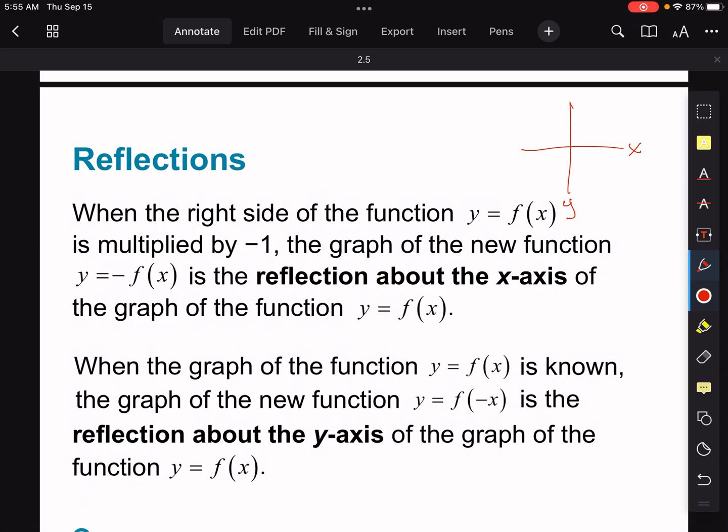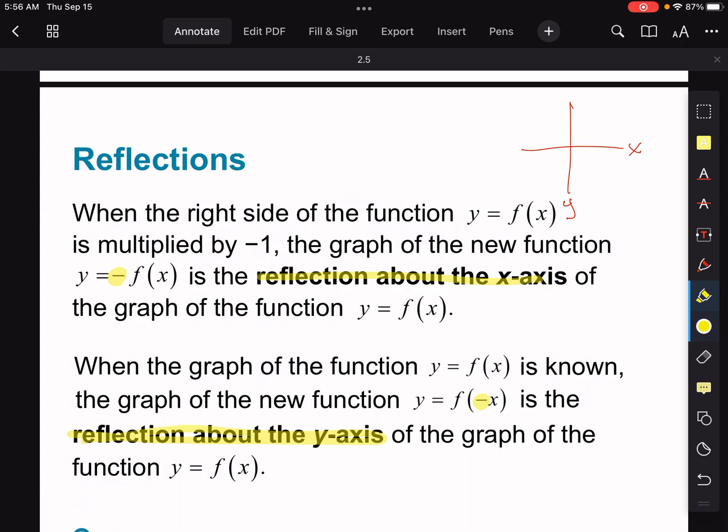Okay, so again, if something's moving left or right, it's something that happens inside the function. So if it's happening left or right, it's going over the y. So notice that the reflection about the y is when you put a negative sign inside the function. All right, if you wanted it to move up and down, then you'd have to have your negative on the outside of the function. That's the reflection about the x. So hopefully that's all review from Algebra 2.